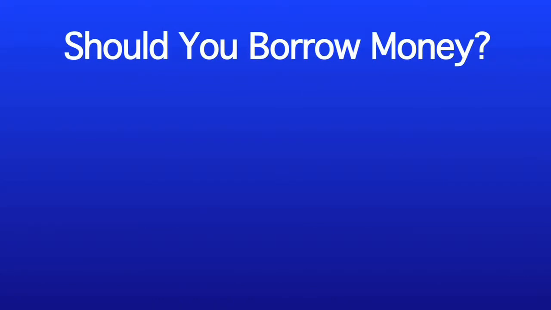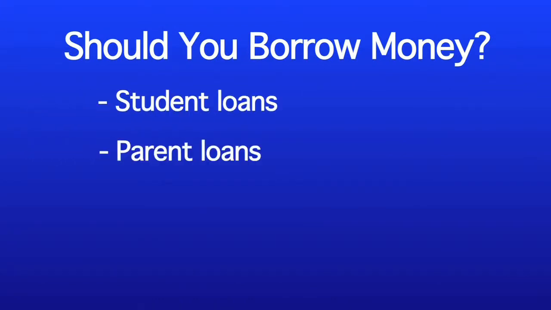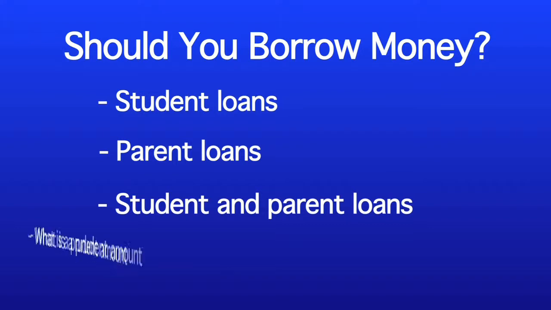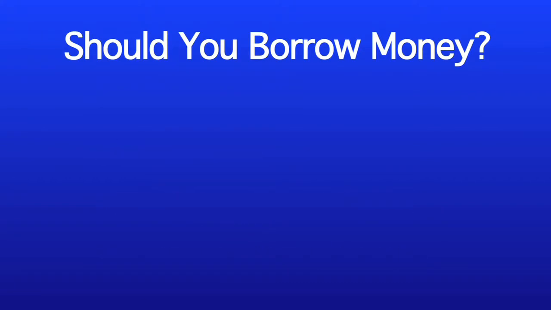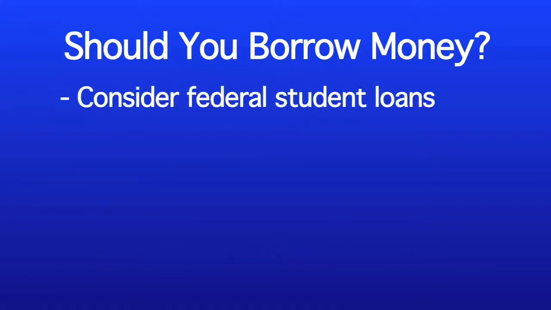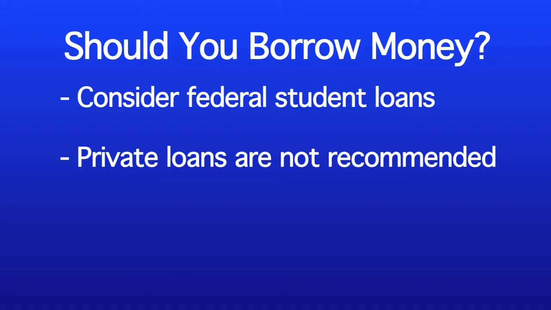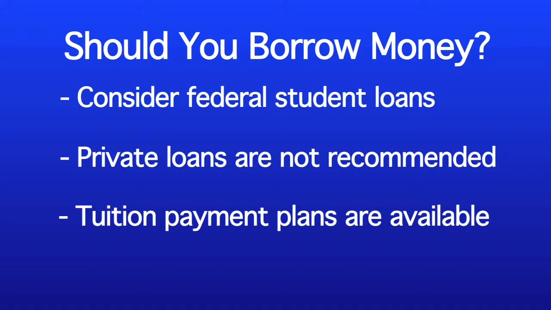Now, this is also the time to consider if you will need to borrow money through student loans or parent loans, or both. And think about what is a prudent and reasonable amount to borrow for you or your family. First, consider federal student loans. Private bank loans should be your last option due to higher interest rates and less flexible repayment options. For these reasons, we really don't recommend that you take out private loans. Also, be aware that many colleges offer tuition payment plans that allow you to make monthly payments, which can be more workable for some families. You can inquire at the College Financial Aid Office to see if this option is available.